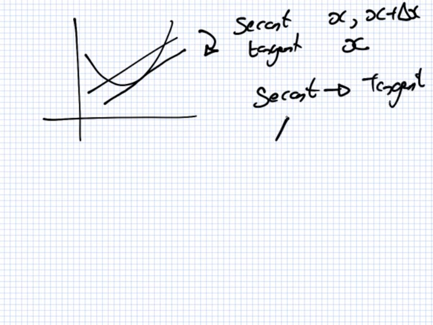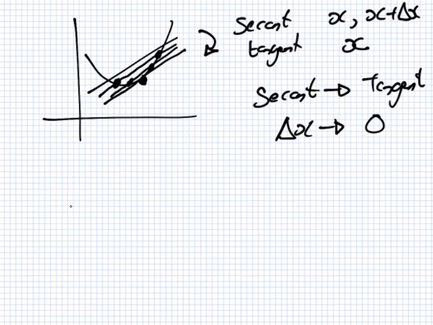So how could you change a secant into a tangent? What would you have to do to the delta x? Decrease it. Decrease it to what? To 0. If you make the delta x smaller, what is happening is you're making the points move closer together. When the delta x is 0, what do we have? Just 1 point, a tangent.